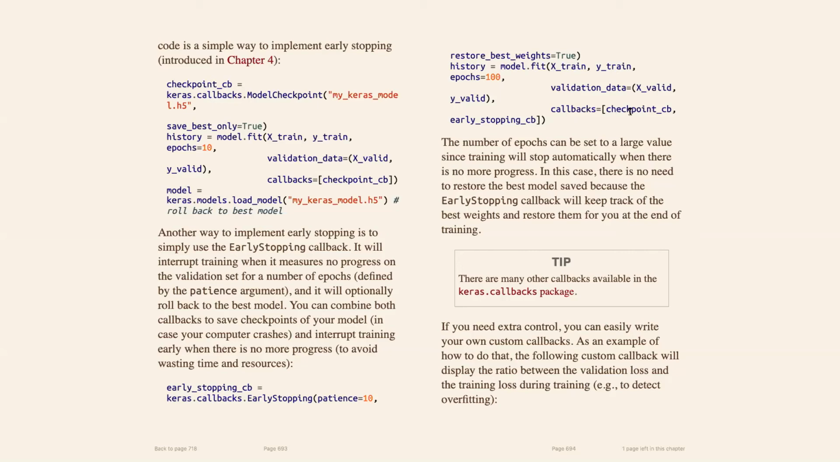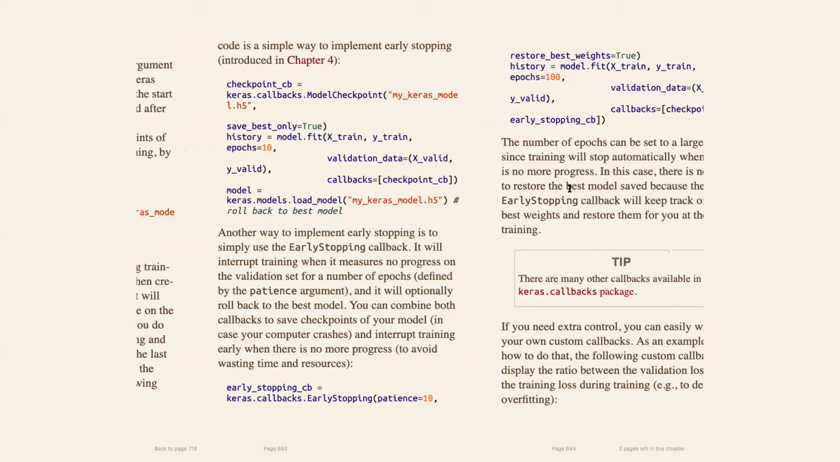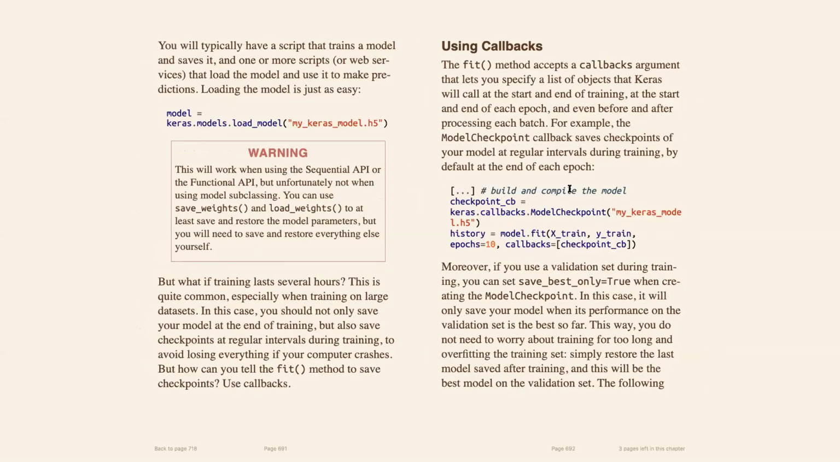One is a checkpoint callback. The checkpoint callback is going to save your model after, I'm not sure, any idea when does it save? It may be after each epoch, I guess.